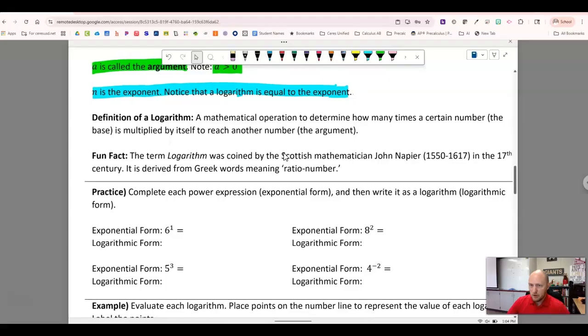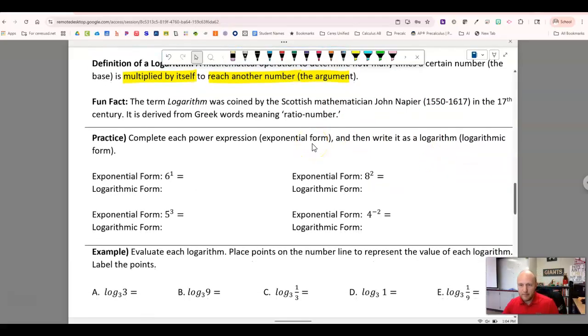All right, definition of a logarithm. A logarithm is a mathematical operation to determine how many times a certain number, the base, is multiplied by itself to reach another number, which is the argument. And a fun fact, the term logarithm was coined by Scottish mathematician John Napier, who died in 1617. In the 17th century, it was derived from the Greek words meaning ratio number. Pretty cool.